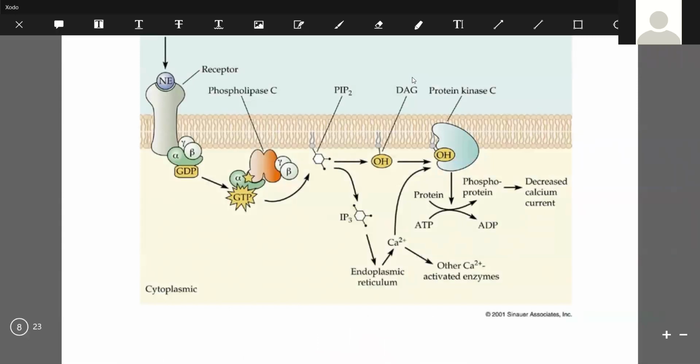Okay, so you are asking that if in this case the GQ coupled receptor, there is protein kinase C, there is IP3, both of them. So what is the function of both, or what is the exclusive function of protein kinase C, right?